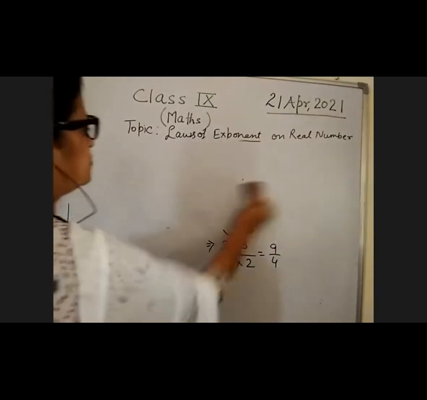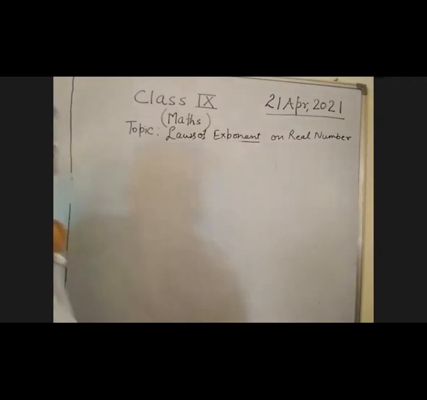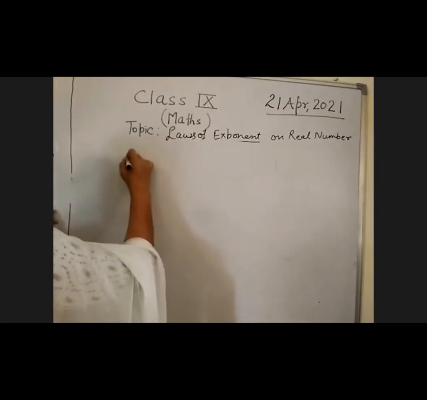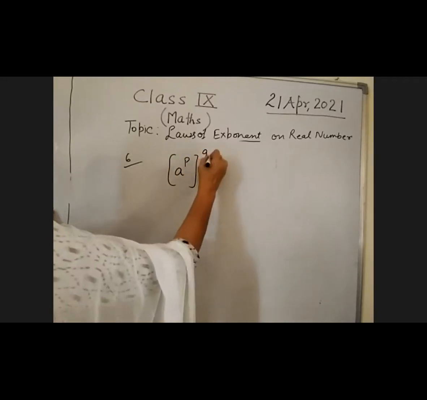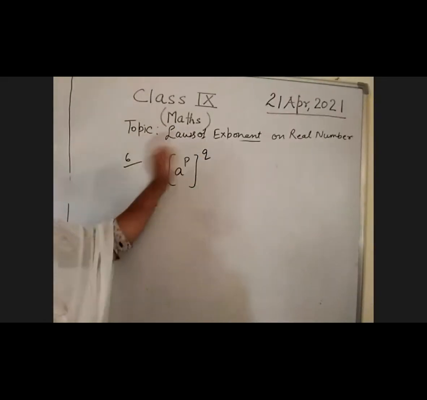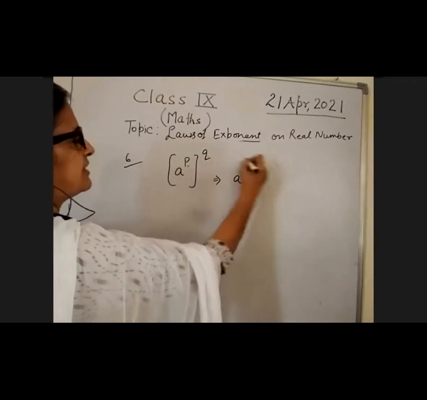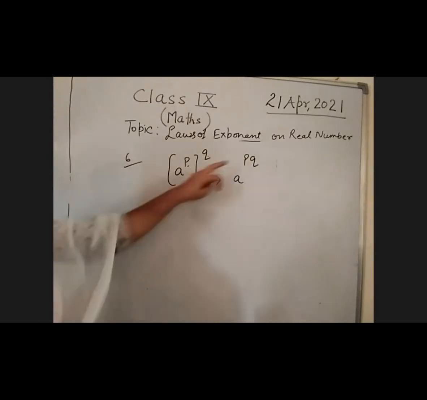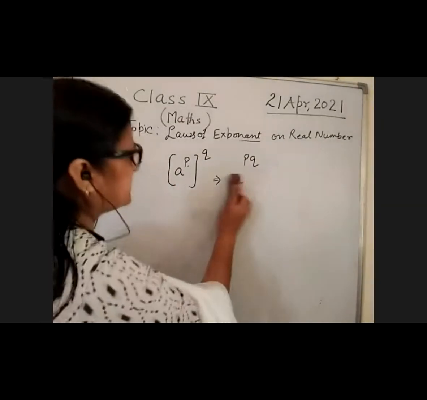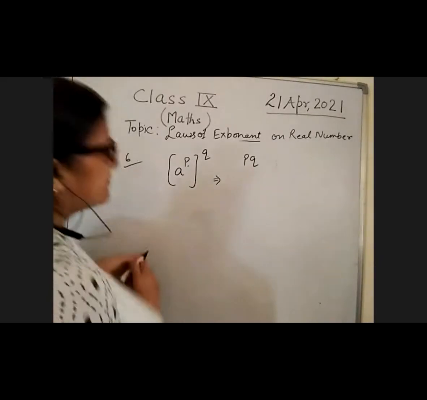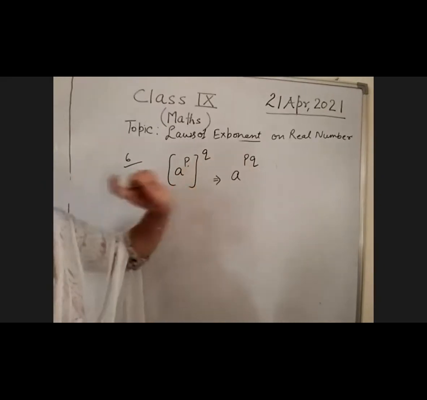And your next rule is, when taking a power of a power, a raised to the power p, again raised to the power q, then the powers are multiplied together. P multiplied by q, it is equal to pq. You can write it like this: the base is a and the powers are multiplied together.